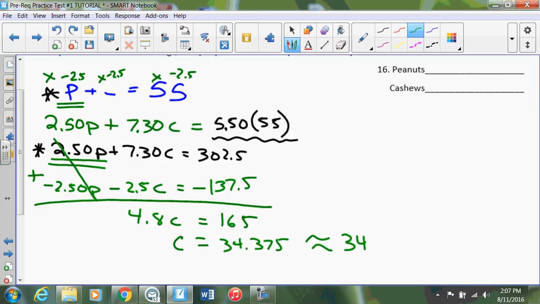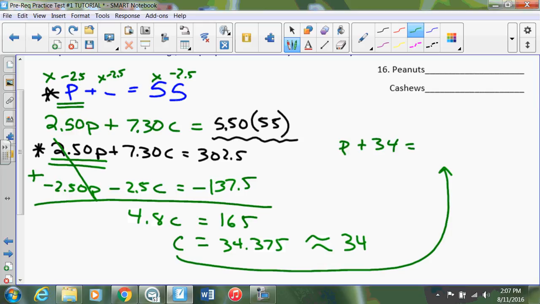And when we go ahead and plug this into the easier equation, we're going to write P plus, I'm just going to use 34 pounds just to approximate, equals 55. And so P is equal to 21. So we'll need 21 pounds of peanuts and 34 pounds of cashews.